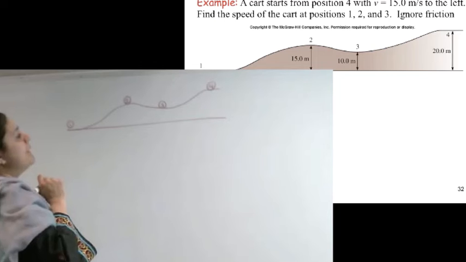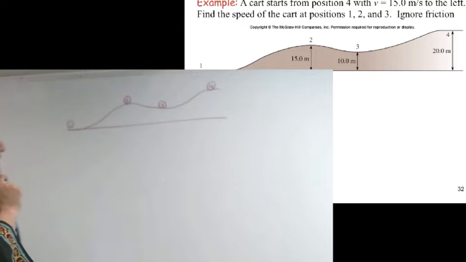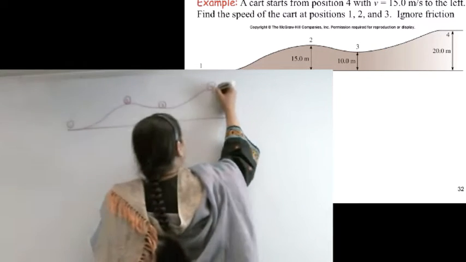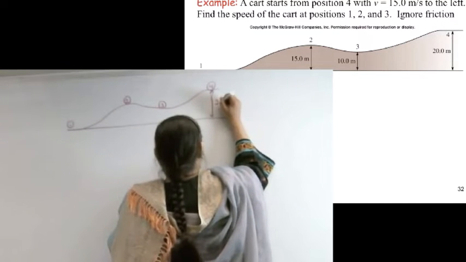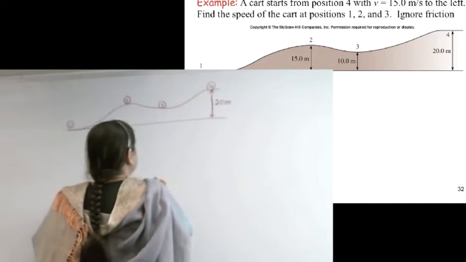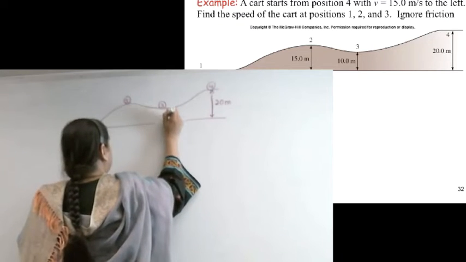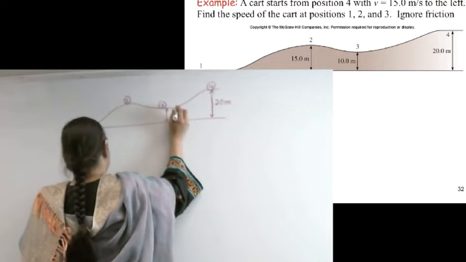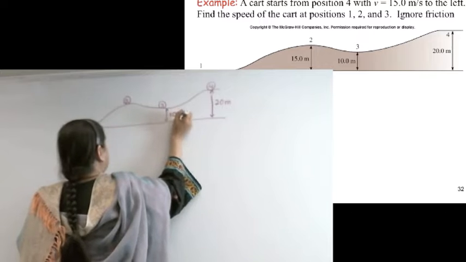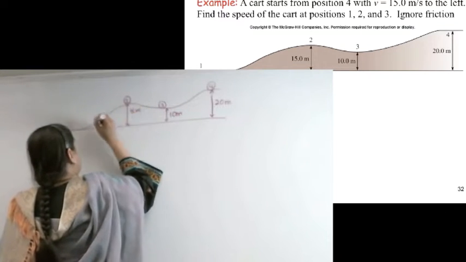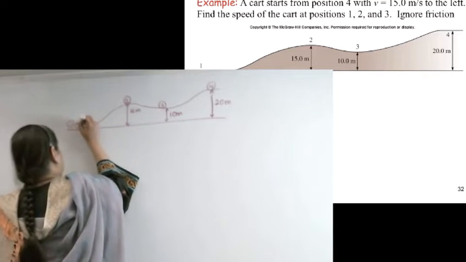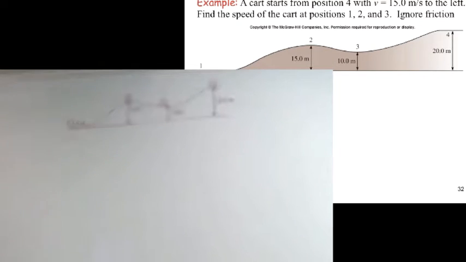So at the top at number 4, when it is at rest, it is at a height, say, 20 meters, right? And at point 3, the question says that its height is 10 meters. And at point 2, the height is 15 meters. And at this point, the height is 0 meters. Okay? Now, how do I approach this problem?